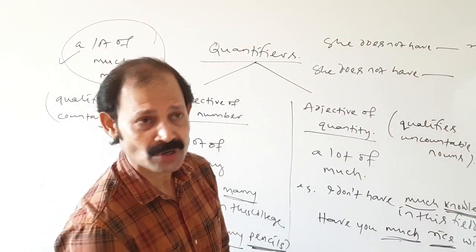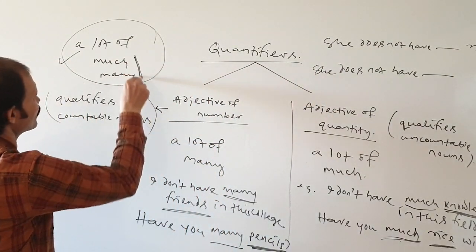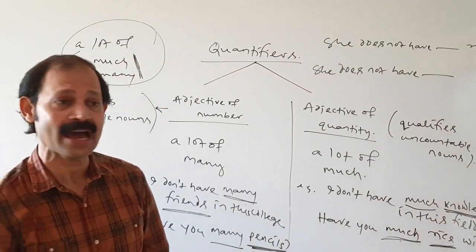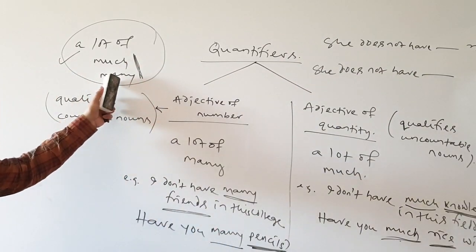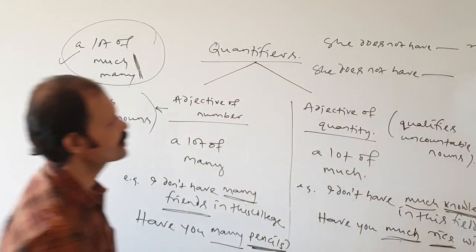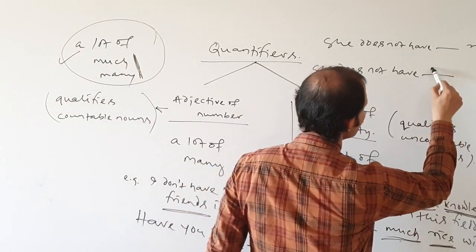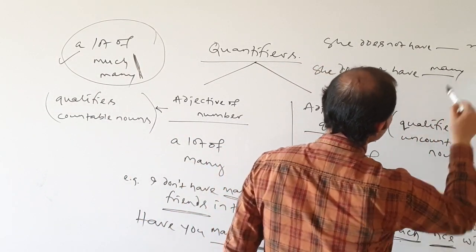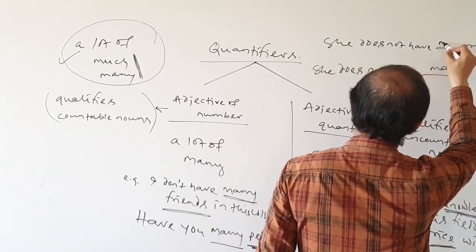Then what should you choose? You should choose from much and many. In that case, check if the noun is countable, supply many. If the noun is uncountable, supply much. In this case the noun is countable, so many. And in this case the noun is uncountable, so much.